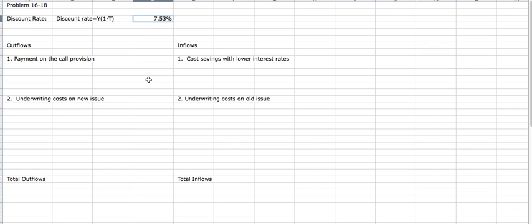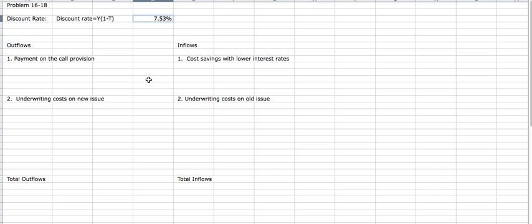Now the problem also says that we need to, at the very end here, assume the discount rate is equal to the after-tax cost of new debt rounded up to the nearest whole number. So we're going to use 8% here instead of 7.53%. The nearest whole number would be 8%. So keep that in mind as we're going through the calculations.